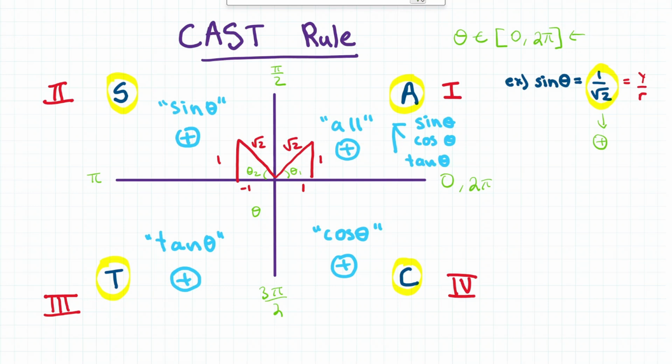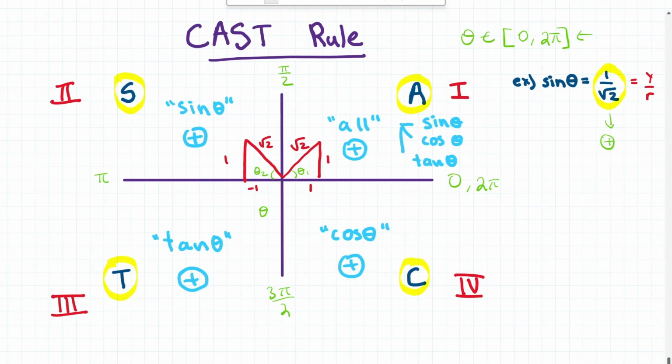Be sure that when you draw out your unit circle and your grid, you always draw out your cast rule. It takes just barely a second, and that will help you determine where your ratios are going to be positive or negative and where you can find the values for the angle that you are looking for.